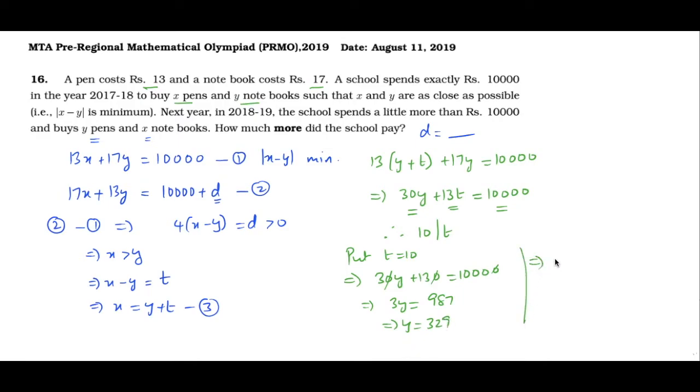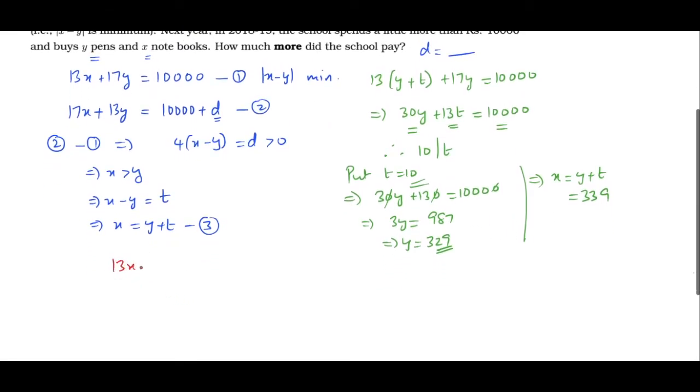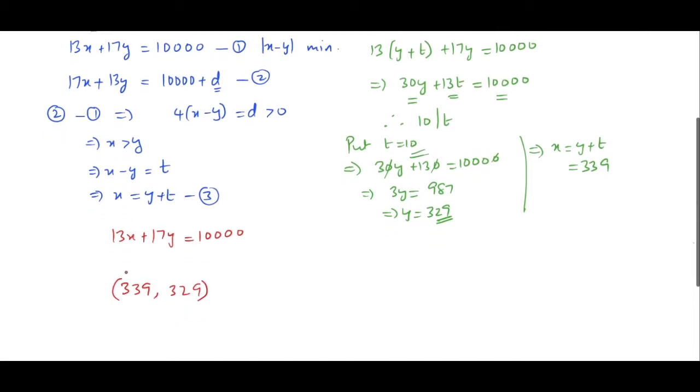From here, we get x is equal to y plus t. y is 329 and t is 10. So we get x is equal to 339. So for the given equation, we got one solution as 339, 329. Now the other solutions of x will be forming an AP with common difference 17, and other values of y will be forming an AP with common difference 13.